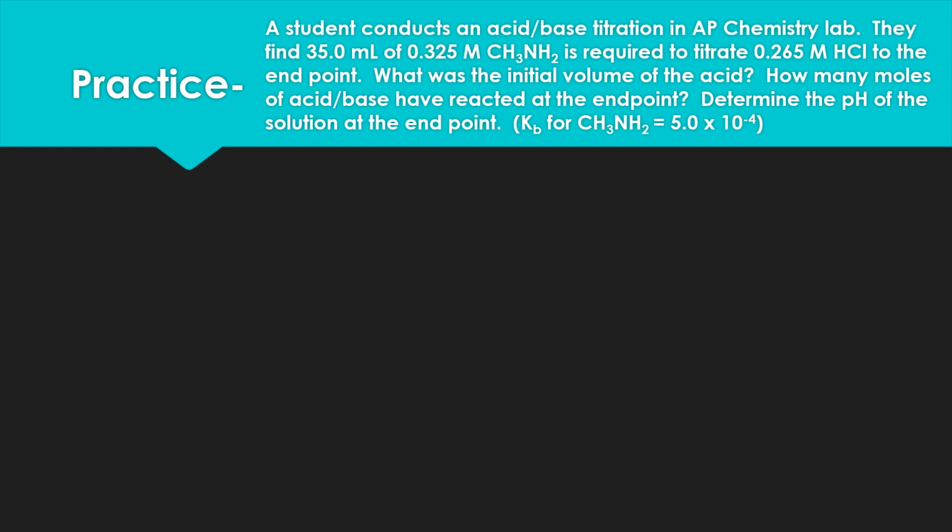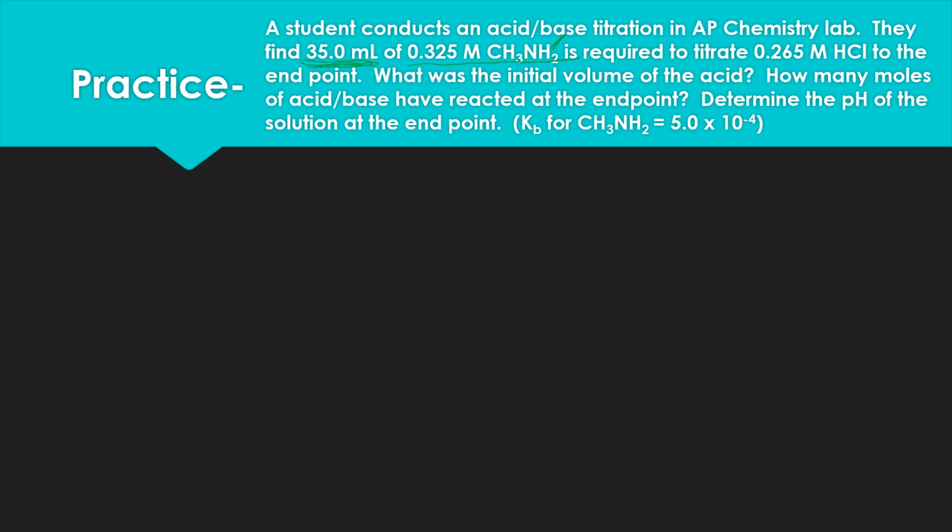So it says a student conducts an acid-base titration in an AP chemistry lab. They find 35 milliliters, so let's do some underlining here, 35 milliliters of 0.325 molar CH3NH2. So we can see that CH3NH2 has that NH group. That's a really good indicator that that's our base. So we've got a volume and molarity of our base is required to titrate 0.265 molar HCl to the endpoint.